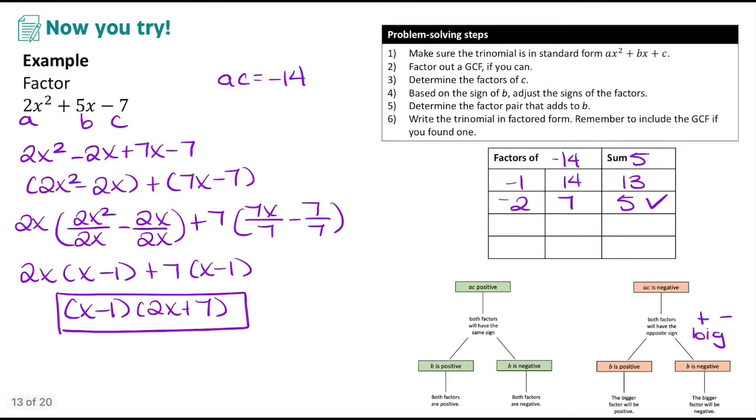So in this example, when we do a times c, we get negative 14. The two factors of negative 14 that will add up to 5 are negative 2 and 7. So we can expand out our polynomial. The first set, when we factor it, we get 2x times x minus 1. When we factor the second pair, we get 7 times x minus 1. So we can factor out that common x minus 1 and then write 2x plus 7, right, our outside terms.